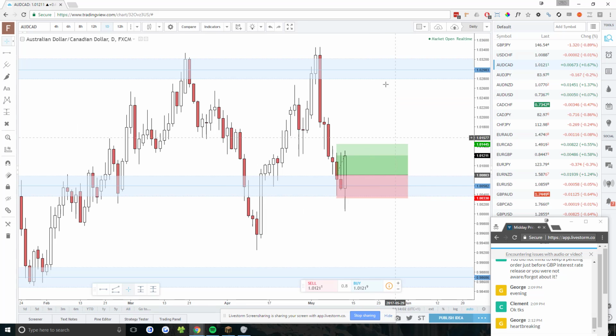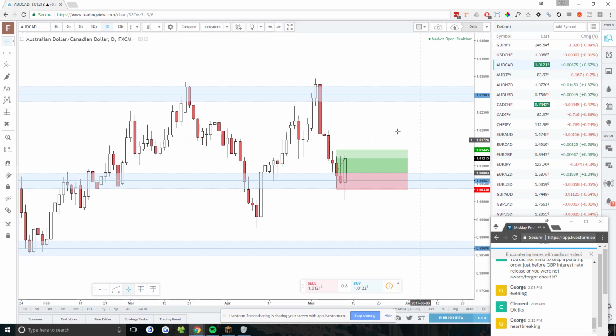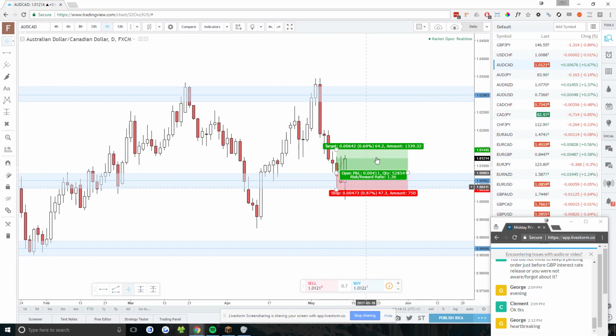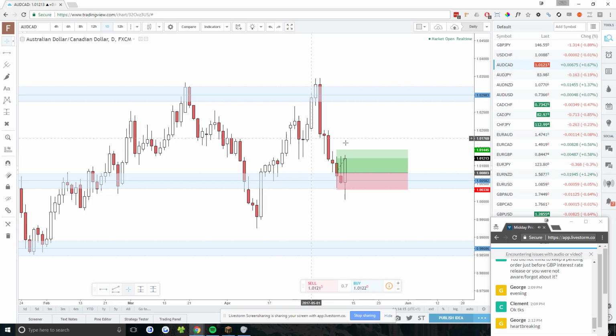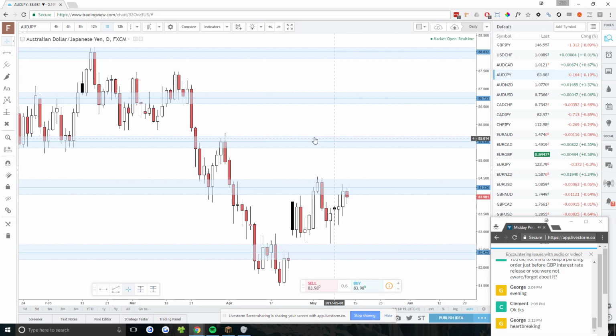But as of right now on AUD CAD, not really much happening. You can't get into anything. It's trending up. If you were in the reversal and you're still in it, then you're still in it. If you're not, then you're not. But you can't get into any trades there right now, in my opinion.